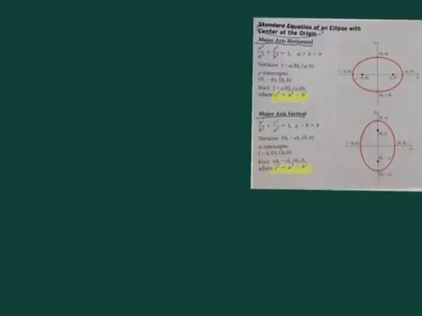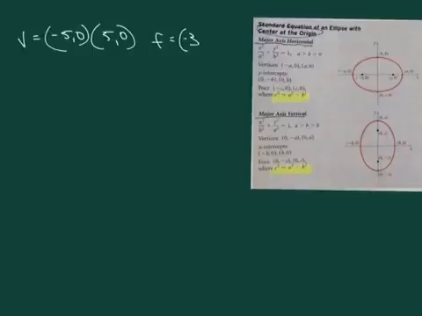If I can get a pen working here. Okay, so find the standard equation of the ellipse with vertices at negative 5, 0, and 5, 0, and the foci at negative 3, 0, and 3, 0, and then graph. So we're looking for the equation in this form right there.